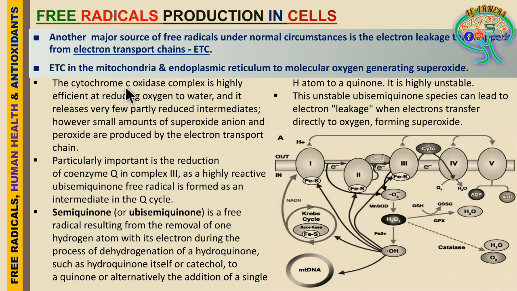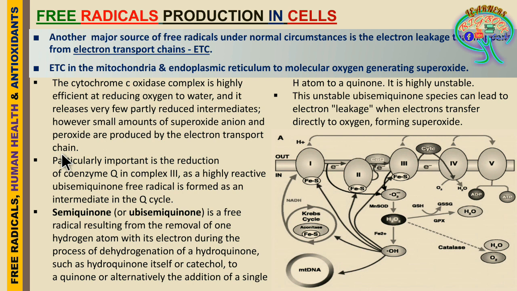Here, the cytochrome C oxidase complex is highly efficient in reducing oxygen to water, and it releases very few partly reduced intermediates. However, small amounts of superoxide anion and peroxide are produced by the electron transport chain.